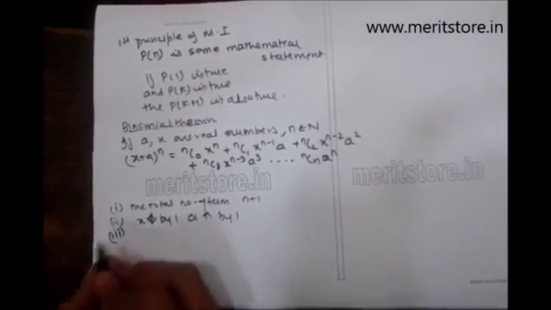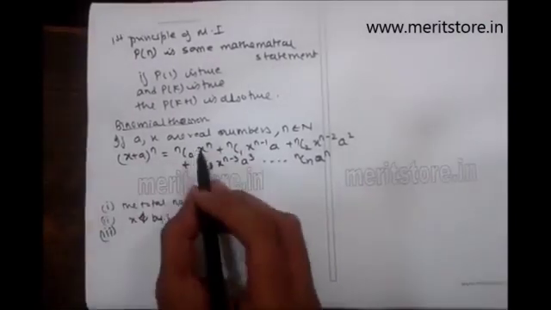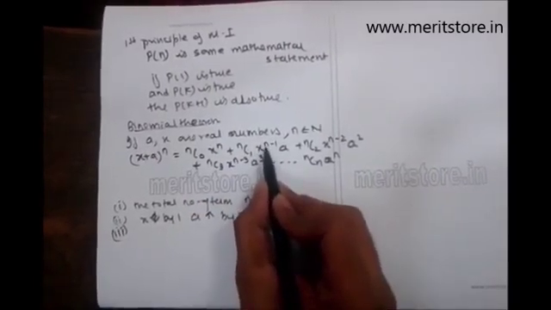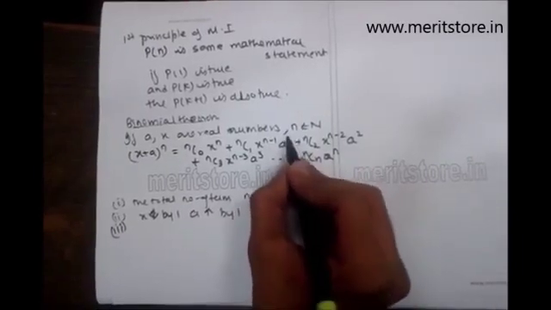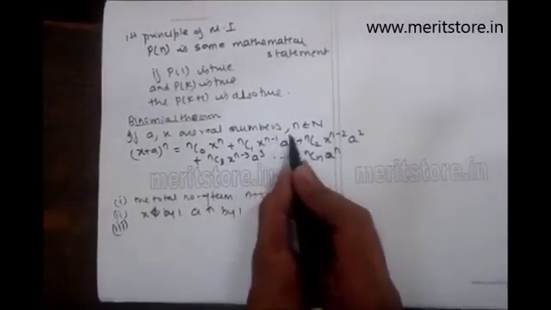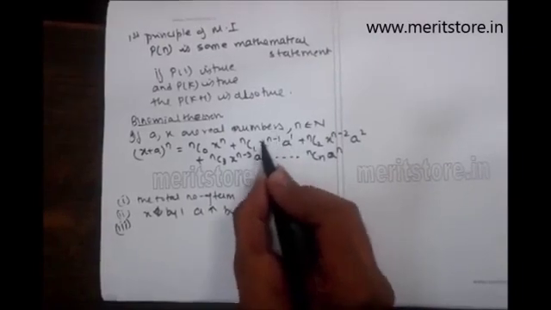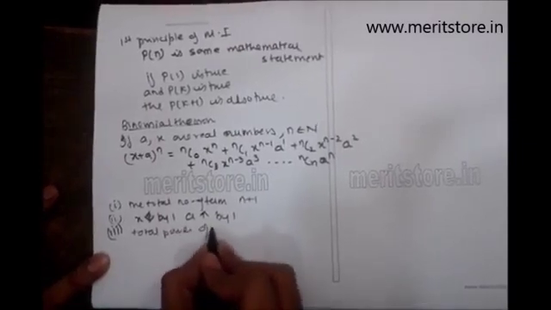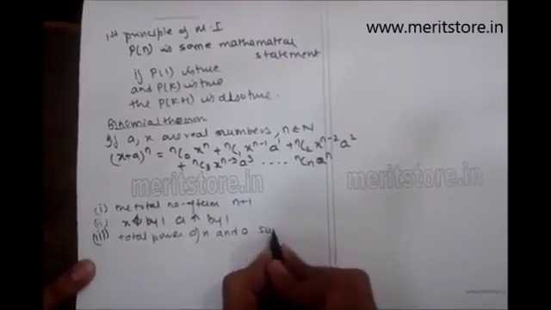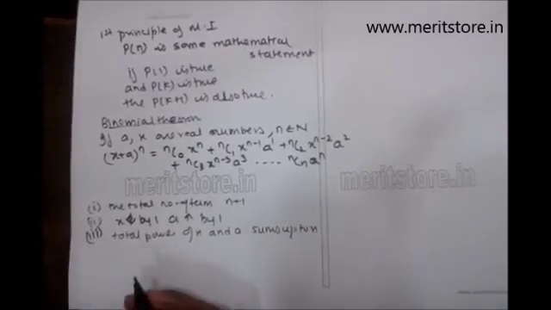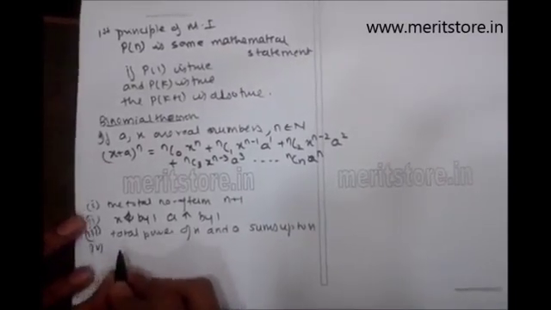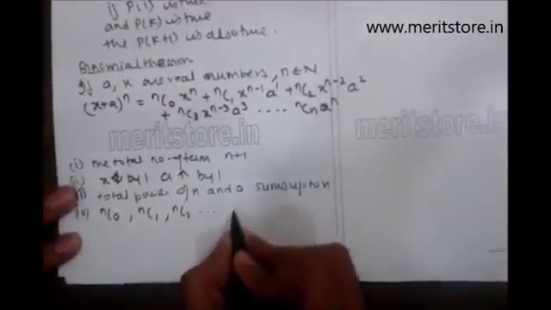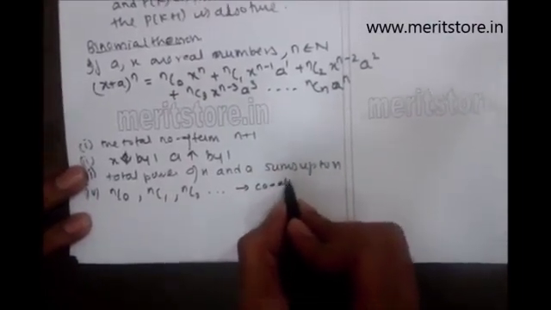The third point here would be, if you observe here, x raised to n is the first term. The second term, the power is n minus 1 here and the power of a is 1. The total power of both x and a always sums up to n. The last point would be, if you see the terms nc0, nc1, nc2, these terms are called as coefficients.